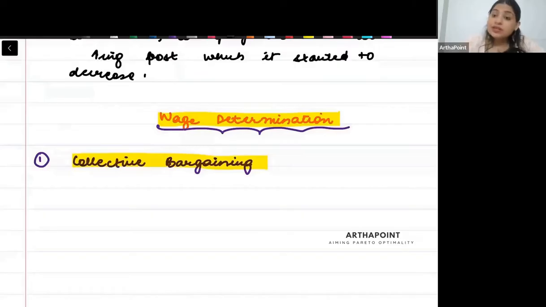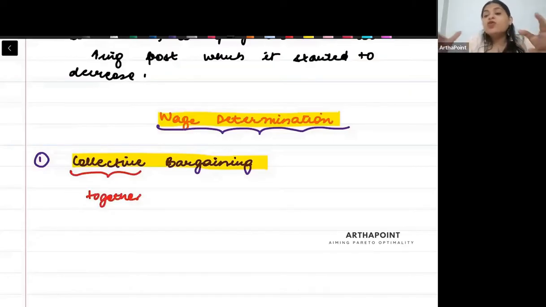First of all, read the term. Collective means together. Bargaining का मतलब हमें पता है, I am bargaining with someone. So collective bargaining means when you bargain together.